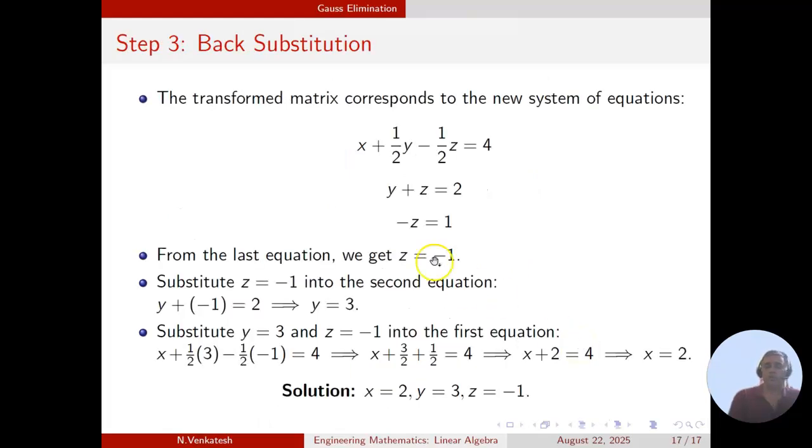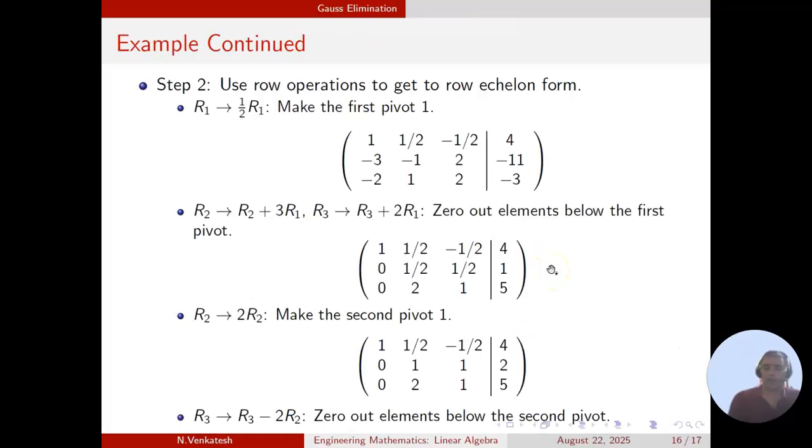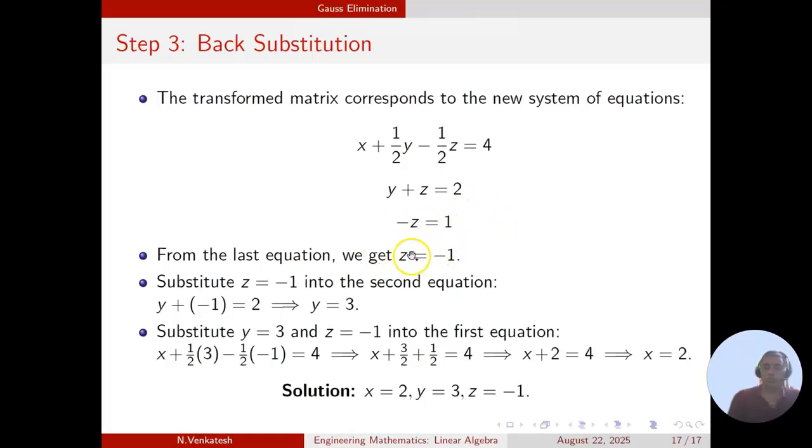Now once we have the coefficient of z as 1, when we do 5 minus 2 into 2, we actually get 1. So z is minus 1. Once we know z is equal to minus 1, we can substitute in the second equation so that we get y, and substitute in the first equation, then we get x as 2. So this is how one can solve the system of linear equations by using Gaussian elimination.